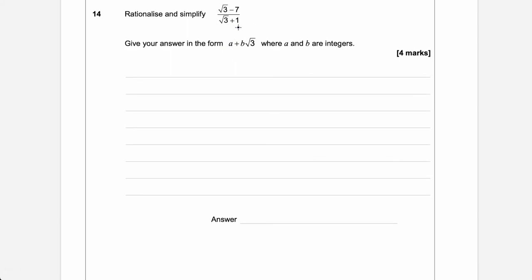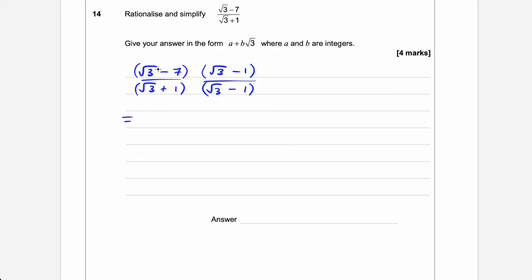Rationalize and simplify. Give your answer in this form. Okay, so we need root 3 minus 7 over root 3 plus 1. I need to multiply the top and the bottom by the conjugate of the denominator. So it's root 3 minus 1 times root 3 minus 1. Now note, guys, these are in brackets, and put these in brackets because you're going to do it the long way.